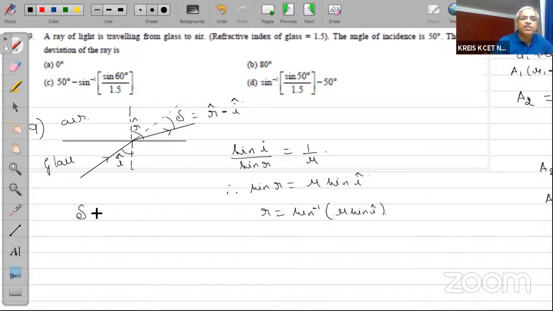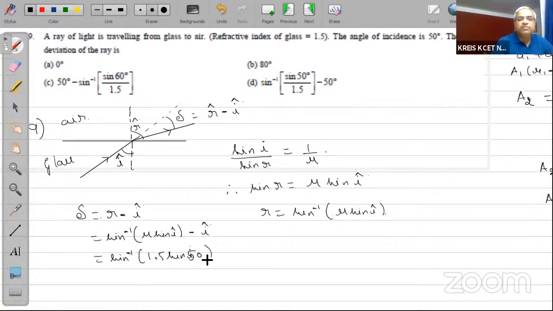So delta, the deviation, will be equal to r minus i, which will be equal to sine inverse of mu sin i, minus i. Let's substitute what we have been given. Mu is 1.5, so it is 1.5 sin 50 minus 50 degree.